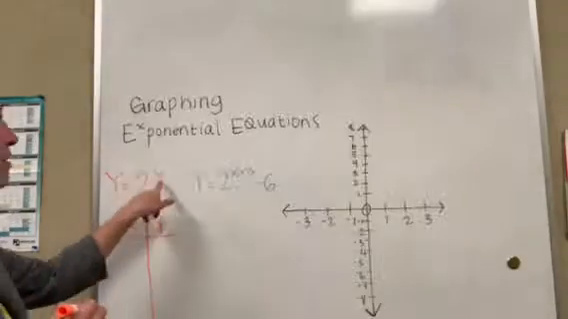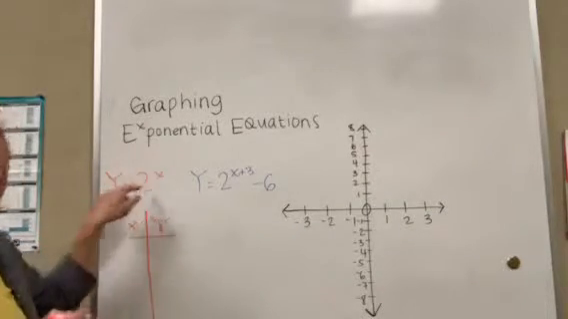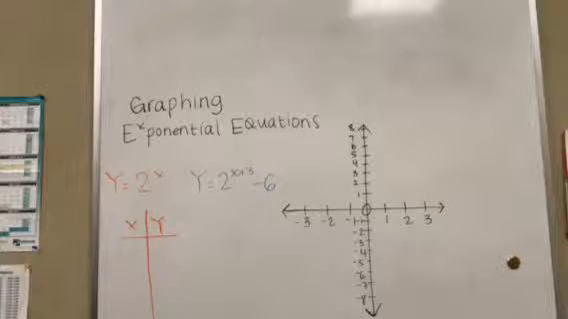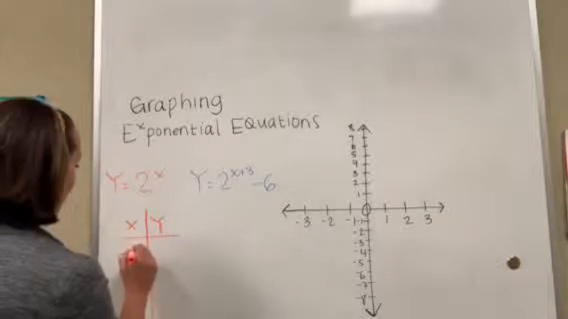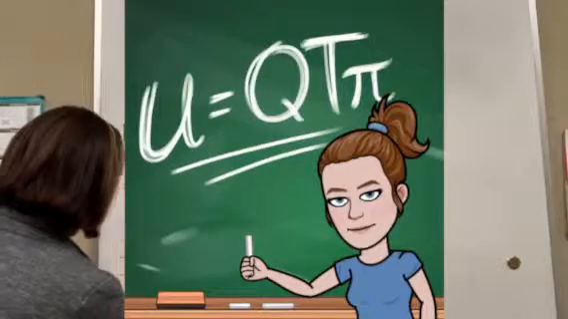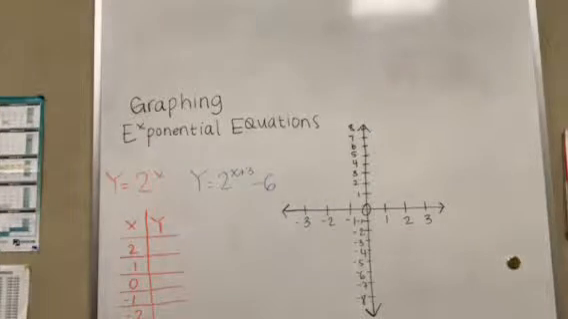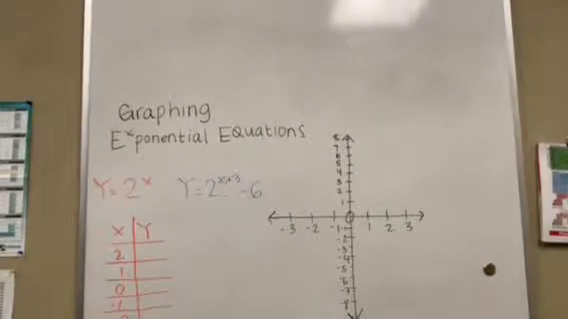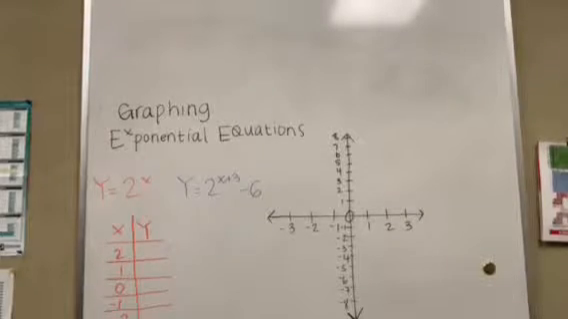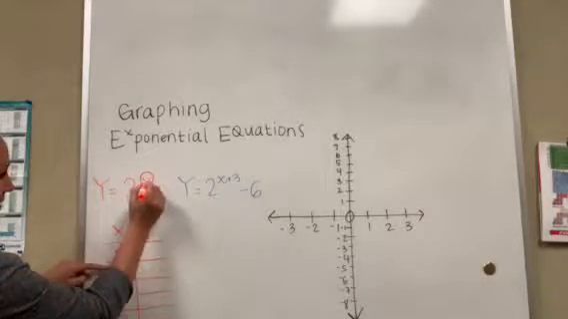So I want to know what happens as I put in positive numbers in here. What do I get for y? 0, negative numbers. I want to have a variety so that I get a full picture of my graph. So I'm going to pick the numbers 2, 1, 0, -1, and -2 for my x values. So from here, I'm going to replace the x with each of these numbers. So right here is where I'm going to replace the 2.